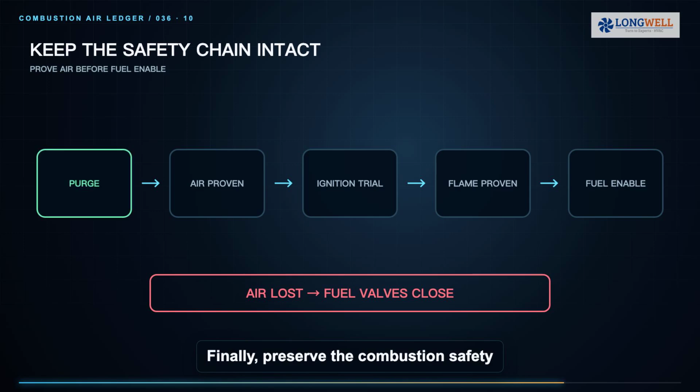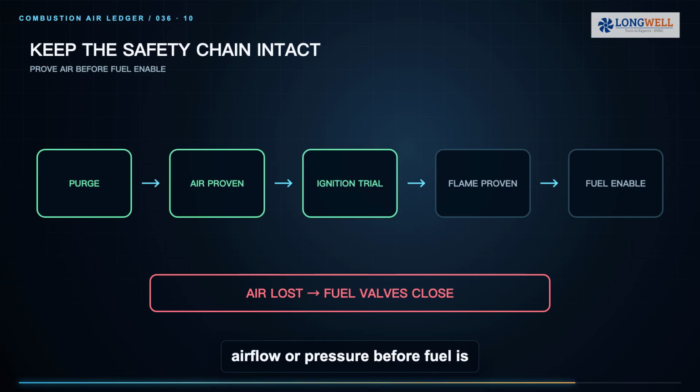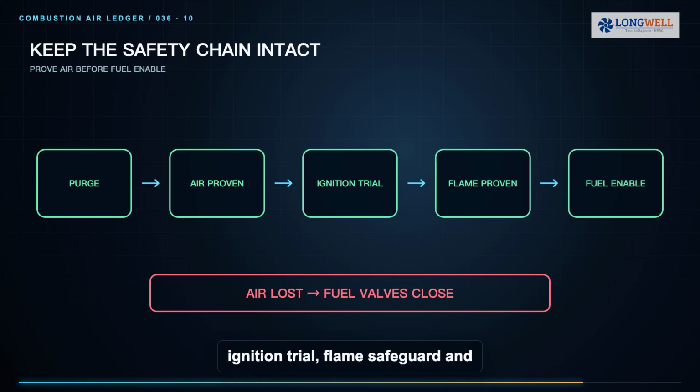Finally, preserve the combustion safety chain. The air-proving device must confirm airflow or pressure before fuel is enabled. The required purge sequence, ignition trial, flame safeguard and safety shutoff valves belong to the listed burner or furnace control design. If airflow is lost, the fuel safety valves must close according to that design. Never tune around an interlock, and never treat blower capacity as a substitute for combustion commissioning by qualified personnel.